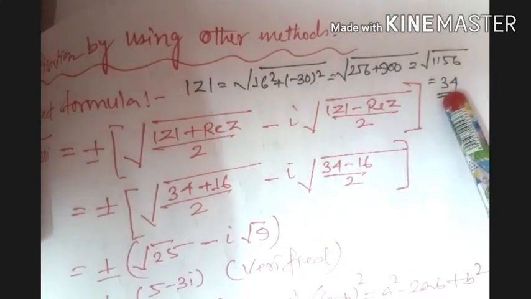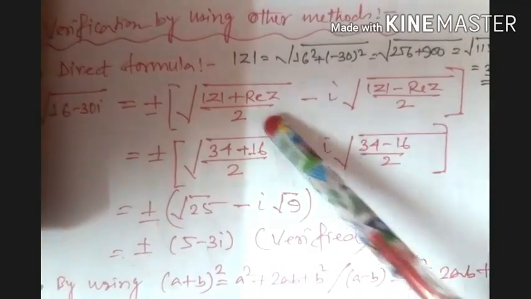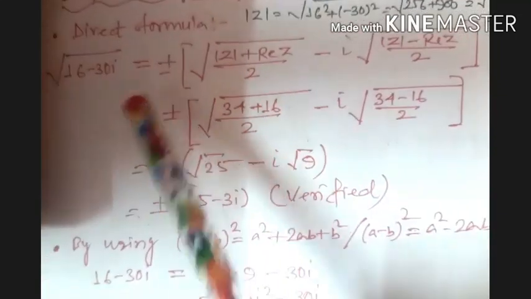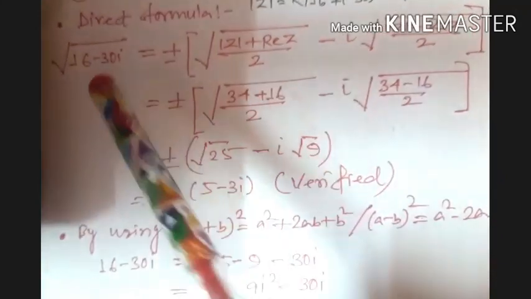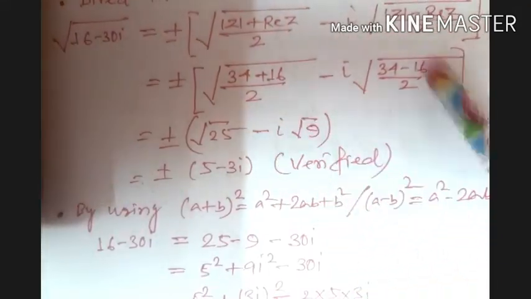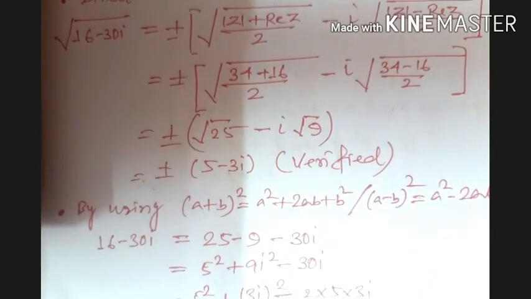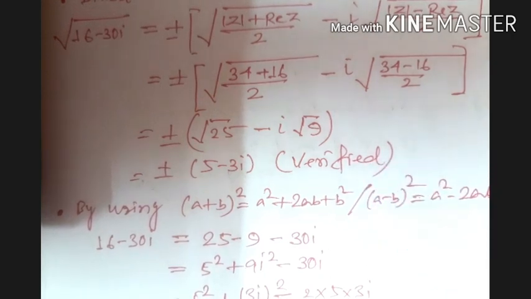You will see 34. Again, in place of mod z you have to put the value, and in place of the real part of z you have to put the value. So in both cases we have put the value here. After simplification you can see I have got plus minus 5 minus 3i, as we had got already in the last method. So this is verified.